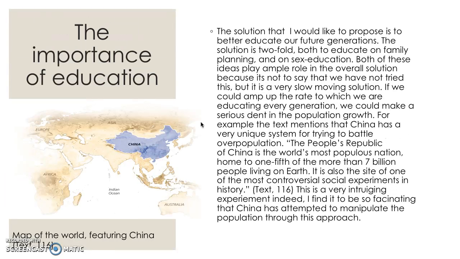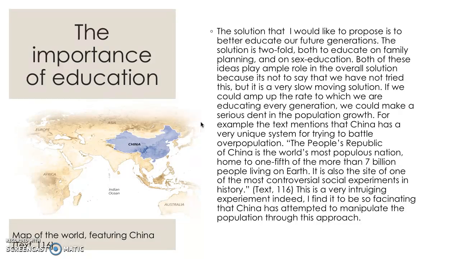The importance of education. The solution that I would like to propose is to better educate our future generations. The solution is twofold, both to educate on family planning and on sex education. Both of these ideas play an ample role in the overall solution because it is not to say that we have not tried this, but it's a very slow-moving solution. If we could amp up the rate at which we are educating every generation, we could make a serious dent in the population growth.